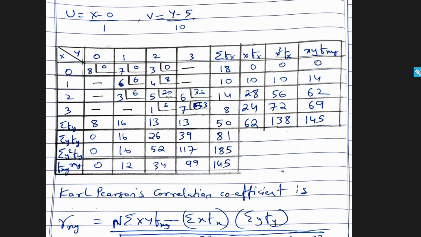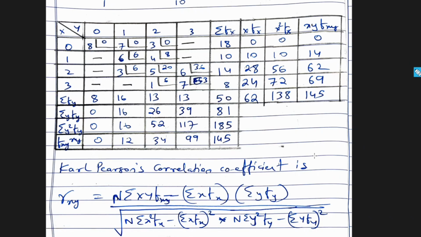Here 8 plus 20 plus 6. We have to count the numbers in the boxes here. Those are the allotments. So 20 plus 8 plus 6 is 34. 36 plus 63, it is 99. So 12 plus 34 plus 99 is 145. So remember, this column and this column both will be same. They will be equal. Okay.